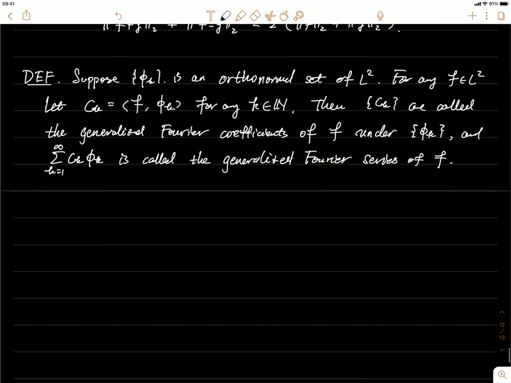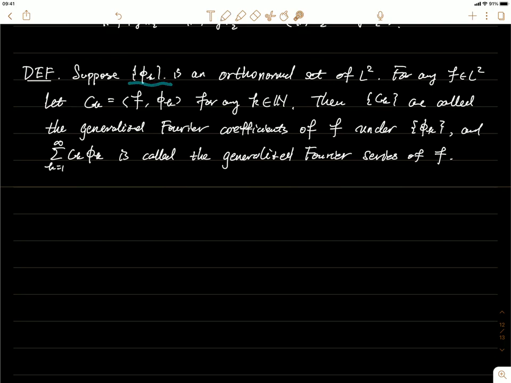To repeat, suppose this is an orthonormal set. For any function f, we can consider the projection of f onto each of these phi k's, or take the inner product of f with each of them, and we get a scalar. The c_k's are called generalized Fourier coefficients, and when you assemble them, this is called the generalized Fourier series. This itself is not necessarily equal to f yet, because it depends on what this orthonormal set is. You can pick many of these to form an orthonormal set, and it's not necessarily giving you back the original function.